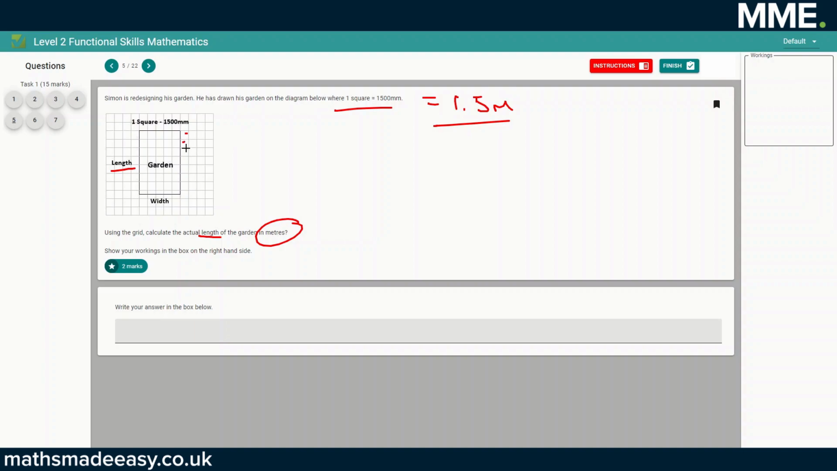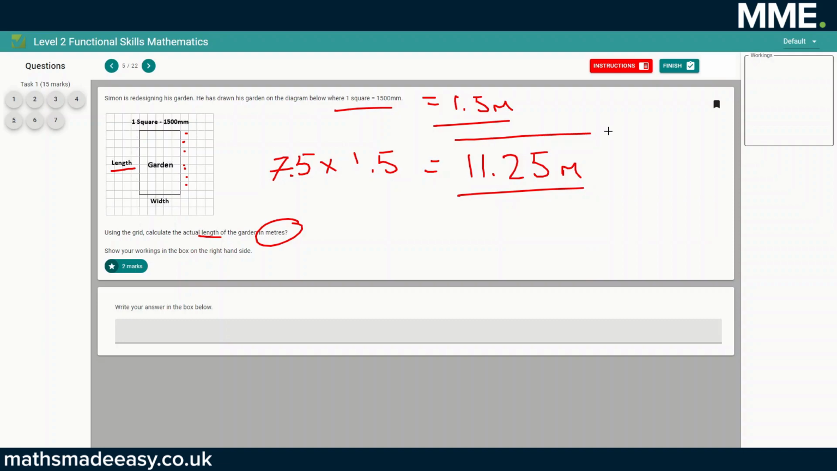So here we've got 1, 2, 3, 4, 5, 6, 7 and a half. So we've got 7.5 squares. Each of these squares represents 1.5 metres. So we do 7.5 times 1.5, and that comes out as 11.25 metres. So there we found the length of the actual garden using the scale factor that they give and just simply counting the squares.